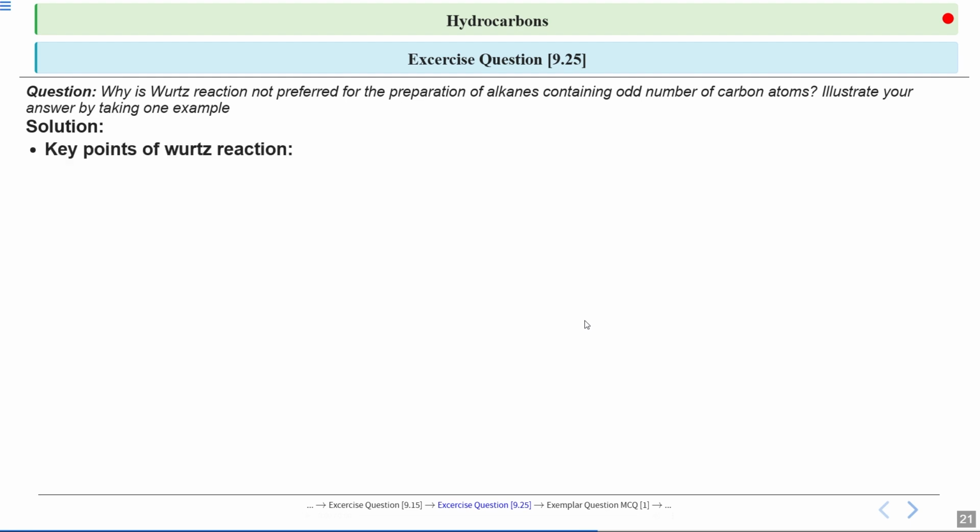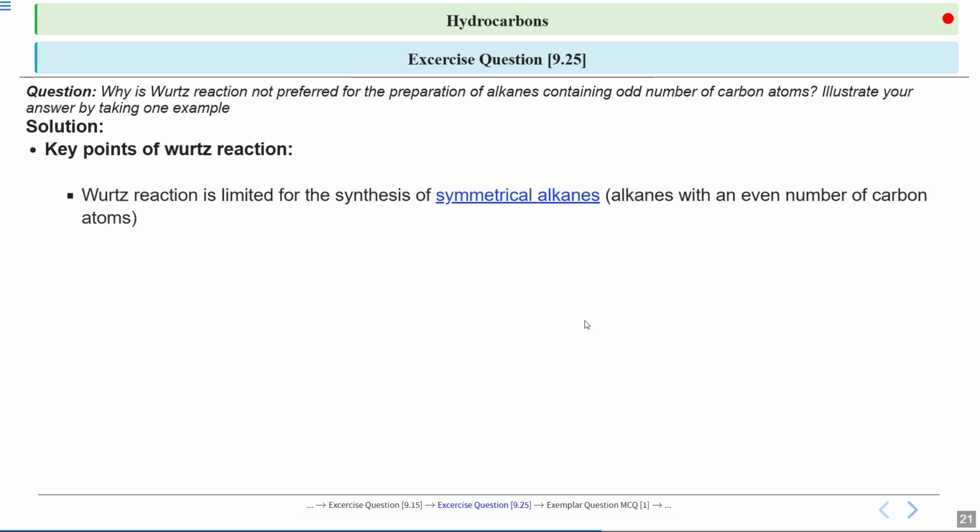So let us begin by highlighting the key points of Wurtz's reaction. The reaction is primarily used for synthesizing symmetrical alkanes, which means alkanes with an even number of carbon atoms. This is crucial because it sets the stage for understanding the limitations of the reaction. In Wurtz's reaction, we use two similar alkyl halide reactants. This similarity is important because it leads to the formation of symmetrical alkanes. Remember this: you can only use two similar alkyl halides as reactants in the case of Wurtz's reaction, or else you will get a mixture of products.